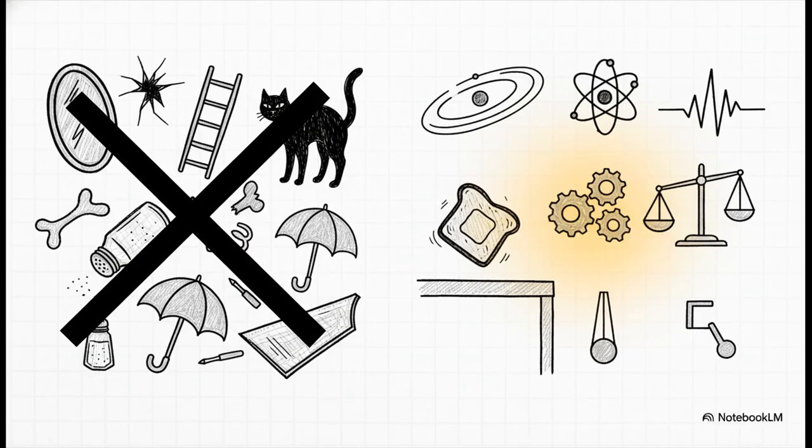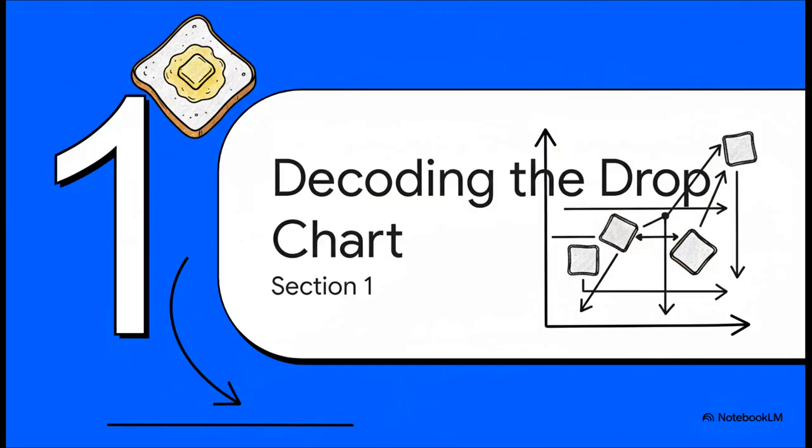Yeah, it feels so predictable. It's like it's a law of the universe, right? Like Murphy's Law, but specifically for toast. But what if I told you it has absolutely nothing to do with bad luck and everything to do with cold, hard physics?